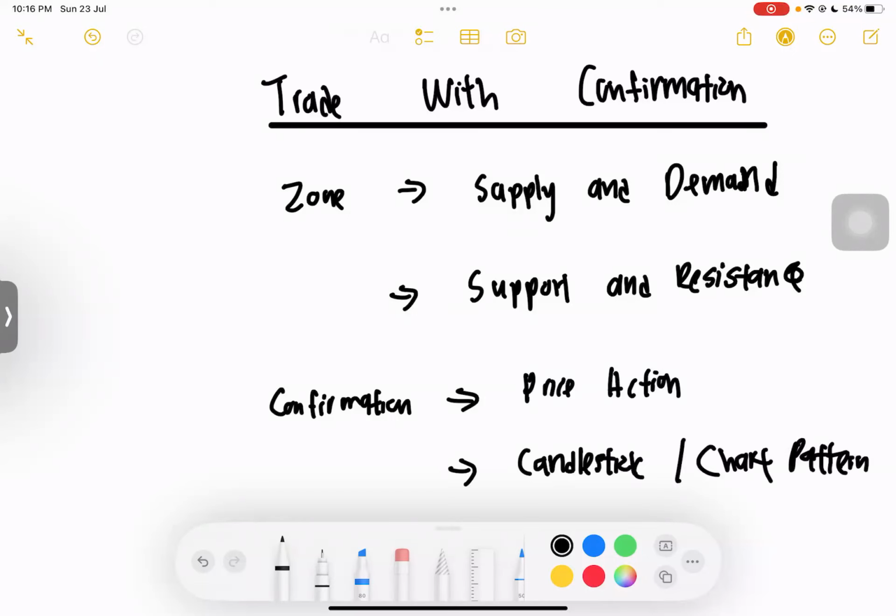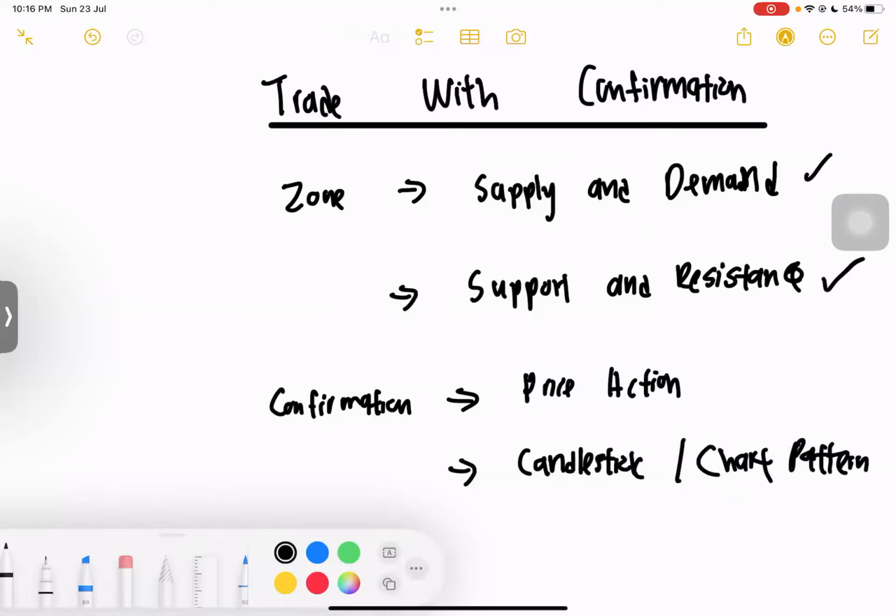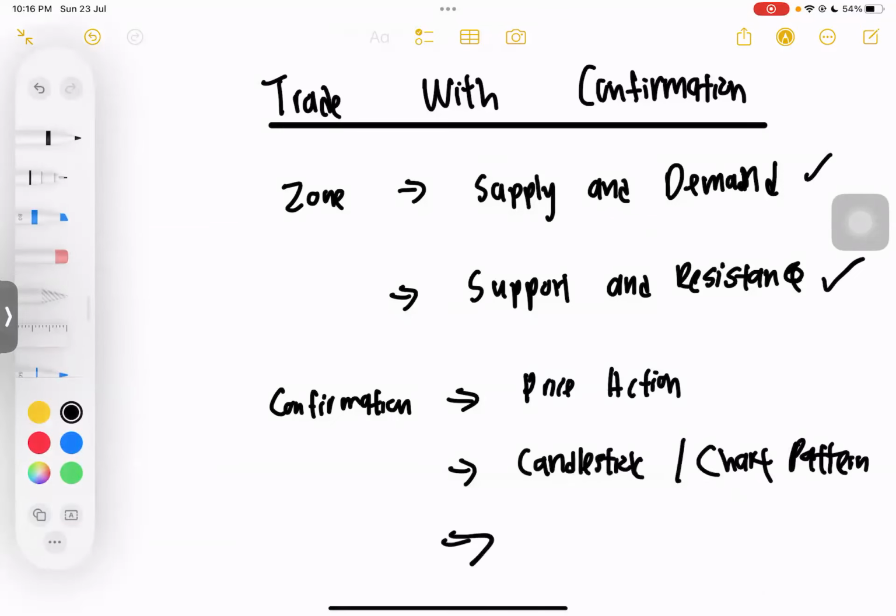Today I will cover supply and demand first, and then we go to support and resistance. Other than that, we cover some of the price action confirmations currently used, which include candlestick patterns and chart patterns. Maybe we can conclude it as market structure also. I will just introduce you to the confirmations and how we can monitor for them. Are you guys ready? If you're ready, I will start with supply and demand first.